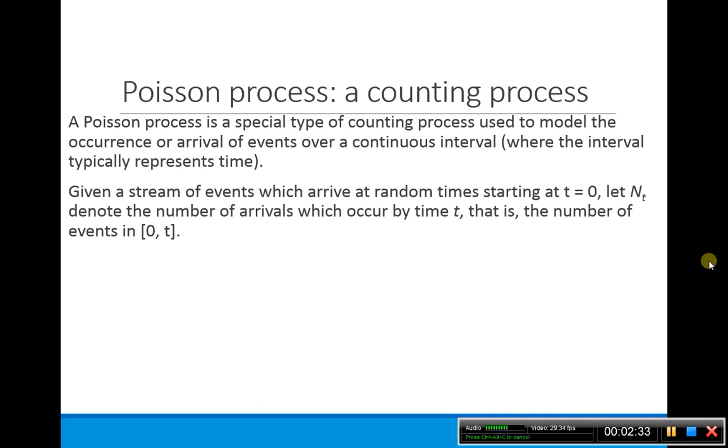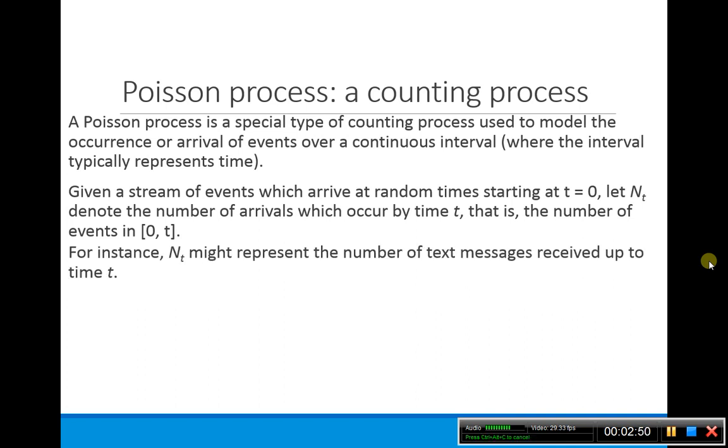We assume that we're starting at t equals 0, whenever our beginning time is that we're going to start counting. And then N sub t is the number of arrivals which occur between our starting time 0 and whatever time we're talking about, time t. For instance, N of t may represent the number of text messages you receive at a certain time. Or people entering a building, how many calls you might get in a certain time period, emails. So obviously you can think about any kind of counting process maybe being a Poisson process.